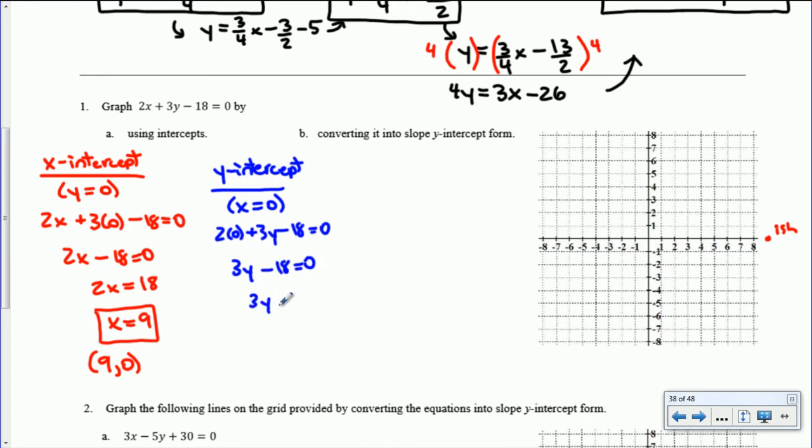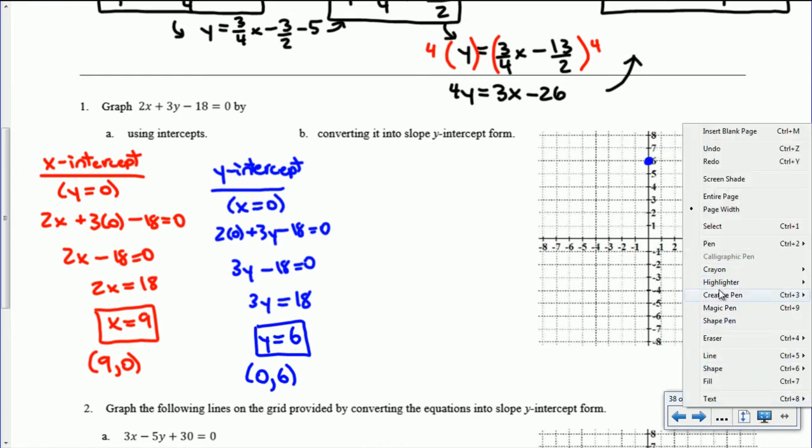Add 18 to both sides. So positive 18, then I've got to divide both sides by 3. So 18 divided by 3 is 6. So the y-intercept is (0, 6). So that would be found here.